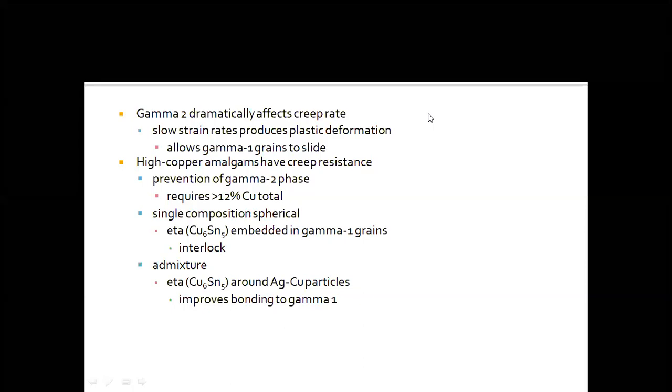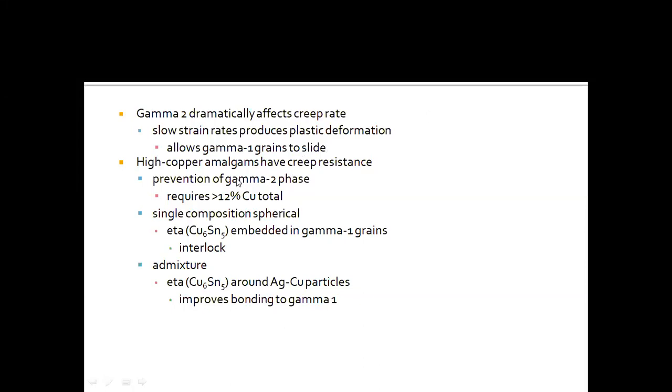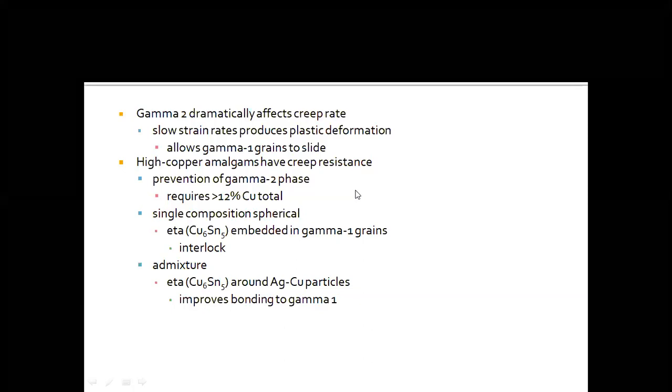Now, high copper amalgams have creep resistance. They prevent the formation of gamma 2. High copper amalgam alloys will prevent the creep, and because they also have indium in them, they'll prevent the creep. It requires greater than 12% of copper in total to be called high copper alloys.